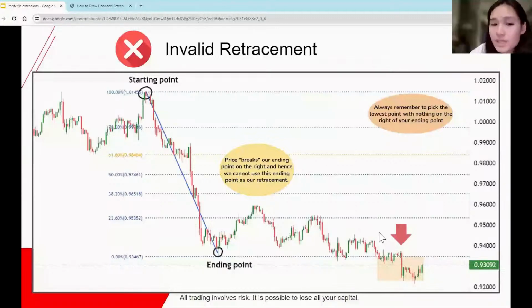So basically, when it breaks out of your 0.0% level and has made a lower low, that's an example of an invalid retracement. So you want to remember to always pick the lowest point with nothing on the right of the ending point. So your ending point is here. We don't want anything lower than that over here.